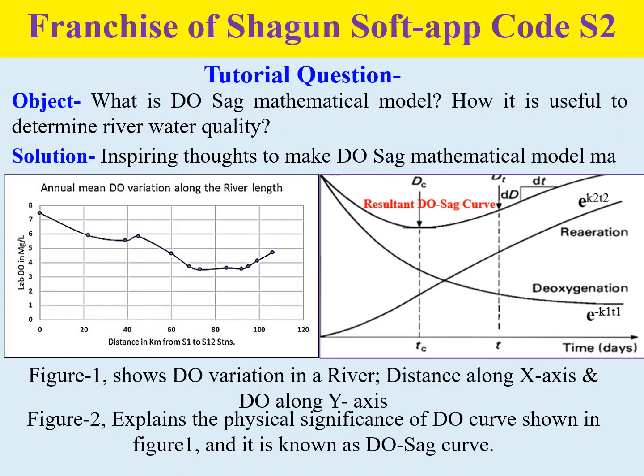Tutorial question: what is the DO-SAG mathematical model? How is it useful to determine river water quality? On the computer screen, Figure 1 shows DO variation in a river. Distance is shown along x-axis and DO along y-axis. And Figure 2 shows the physical significance of DO-SAG curve.